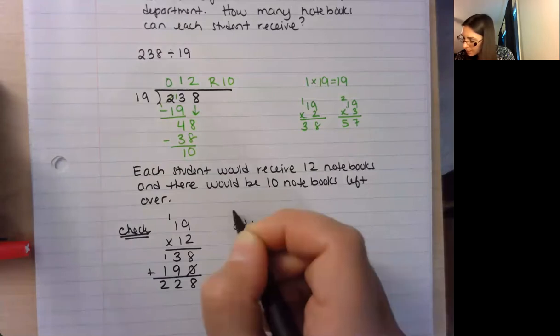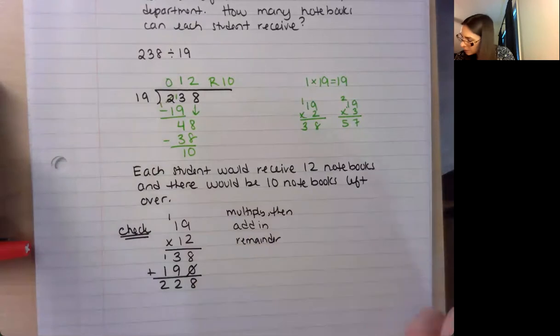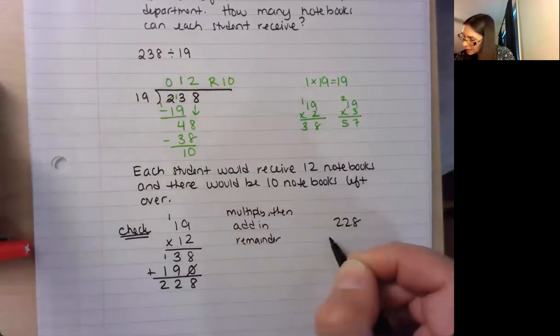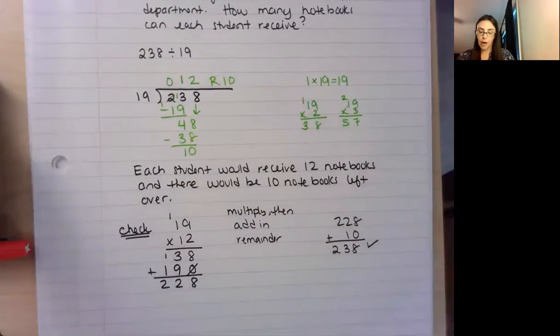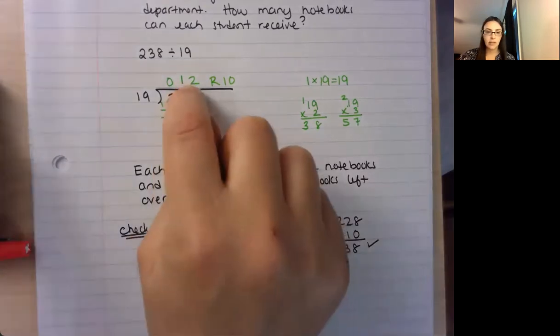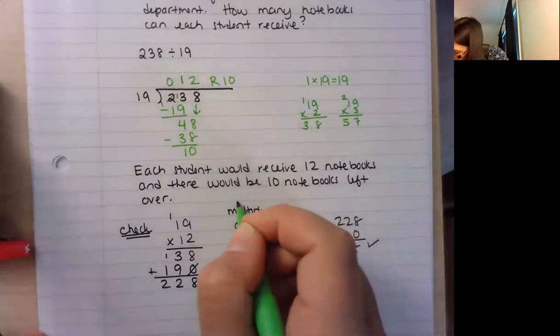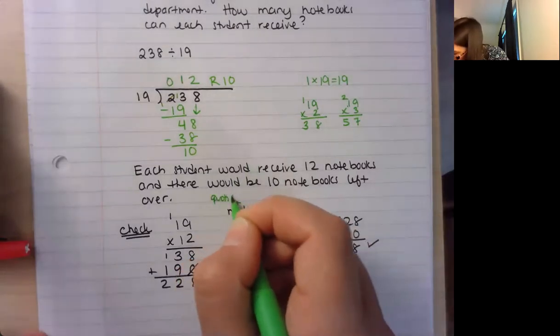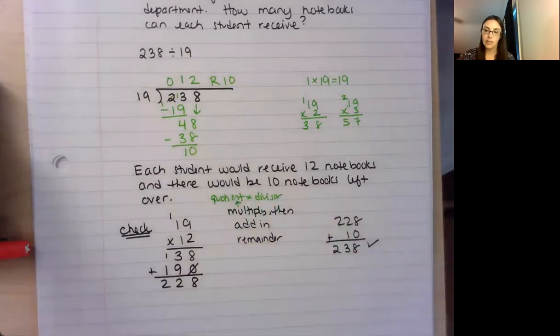So now I have the 228. My remainder was 10. And you can see that you do get that 238 that you started with. So you can check problems that do have remainders. It's a little bit harder, but you do your multiplication first. So you're multiplying your answer by your divisor. Okay, so multiply the quotient times your divisor, and then you're going to add in your remainder afterwards, and that's how you can check.